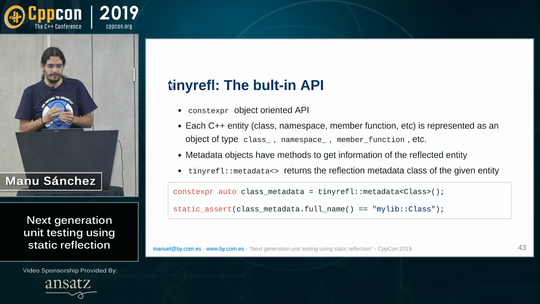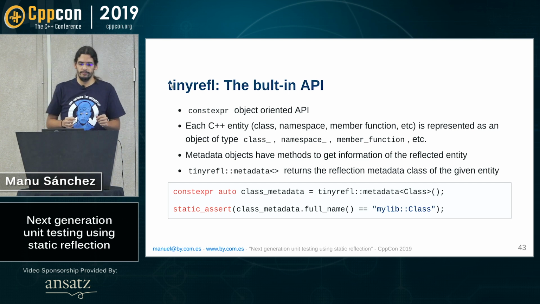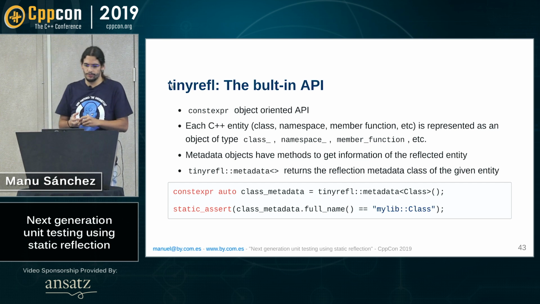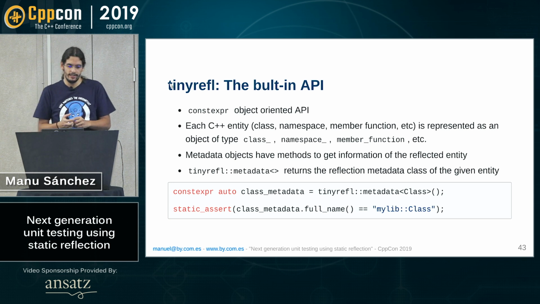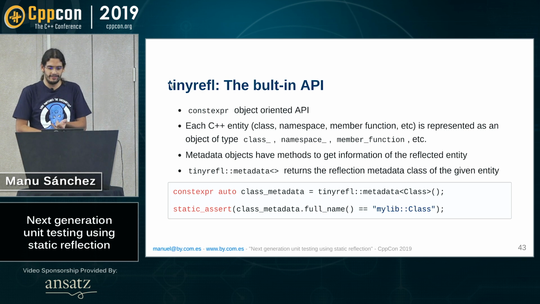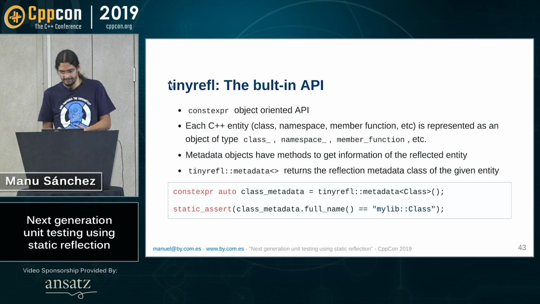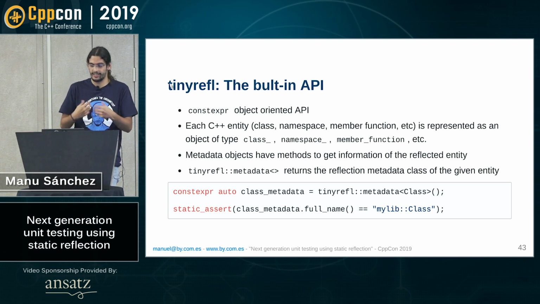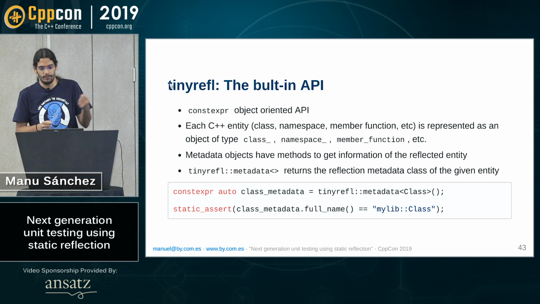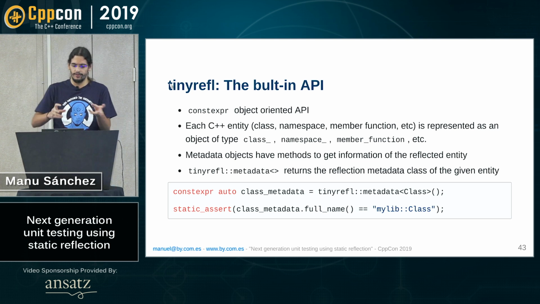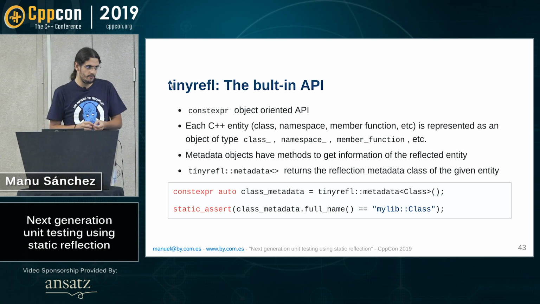And also you have a single access point to reflection metadata through the metadata template, okay? This metadata template you can call either through a type. For example, in the example, you are asking for the metadata of the class, and you get a constexpr instance of this class metadata, and you can static assert whatever. In this example, that the full name of the class is namespace mylib :: class. Okay.